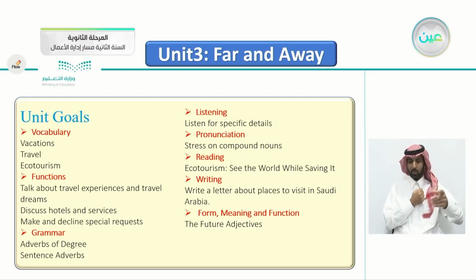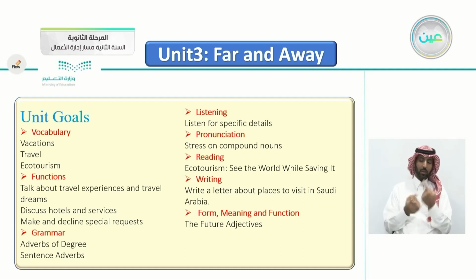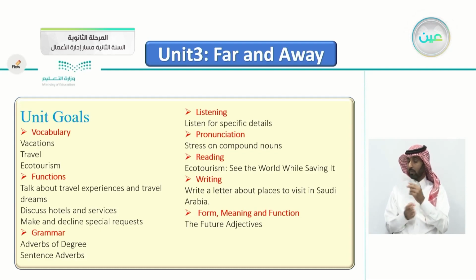So these are the unit goals. For the vocabulary, you can see vacations, travel, ecotourism. For the functions: to talk about travel experiences and travel dreams, discuss hotels and services, make and decline special requests. For the grammar: adverbs of degree, sentence adverbs. For the listening, we'll be listening for specific details, and the pronunciation is the stress on compound nouns. For the reading: ecotourism, see the world while saving it. For the writing: write a letter about places to visit in Saudi Arabia. For the form, meaning, and function: the future adjectives.